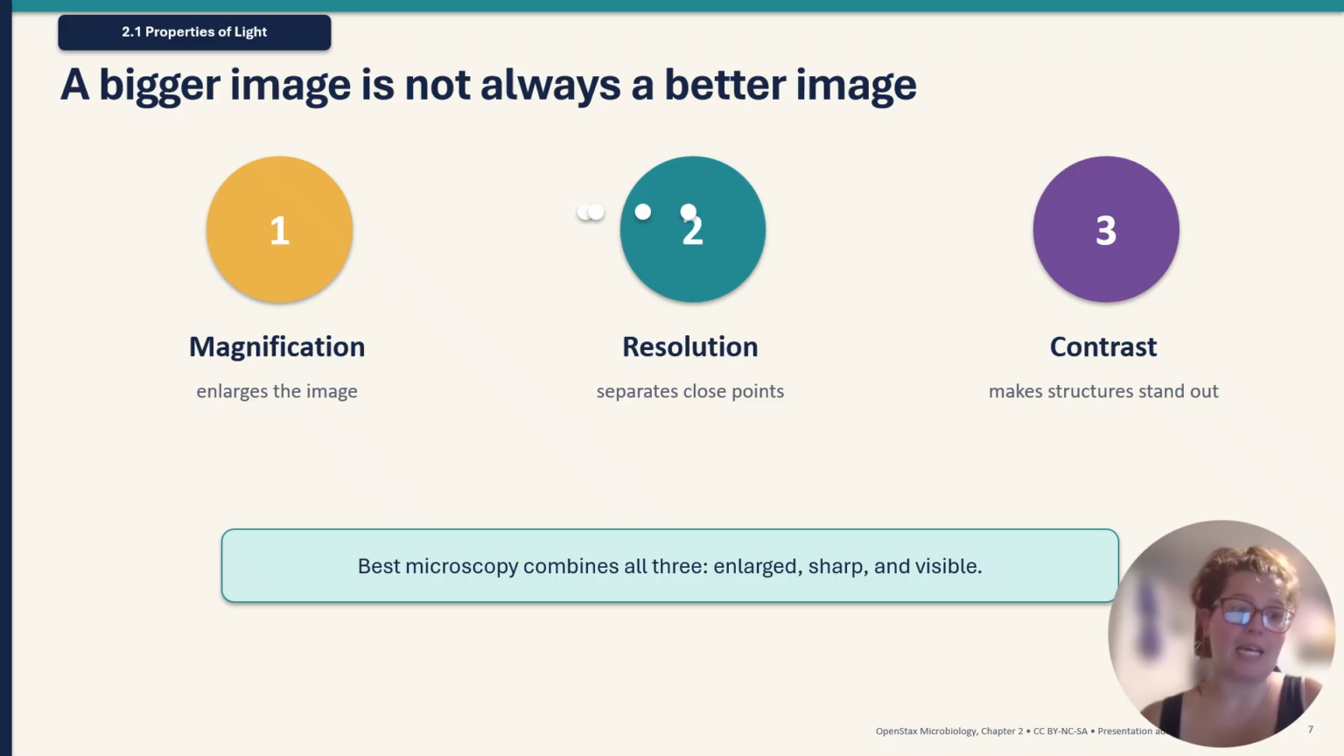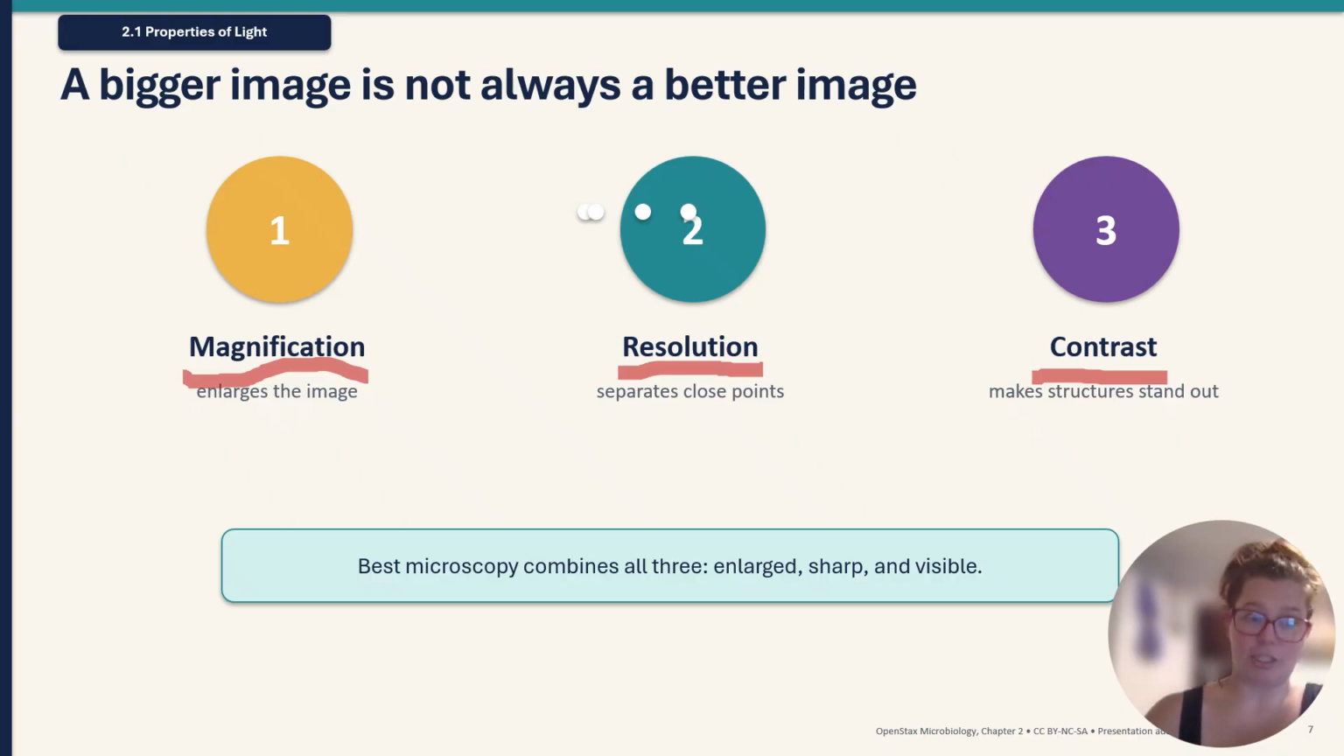All right, and then there's 3 important terms that they use in microscopy, and that's the magnification, right here, and resolution, and contrast. So magnification just refers to how much larger the image appears, compared to the actual object. So it's how big it looks.